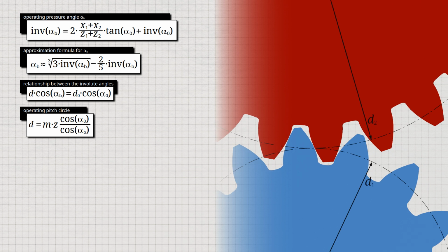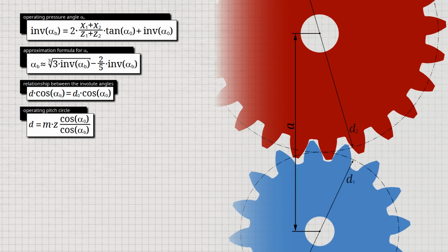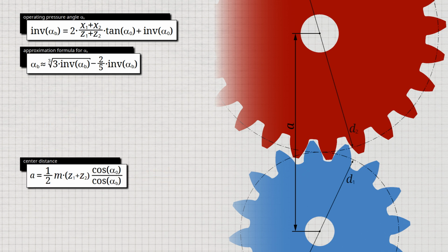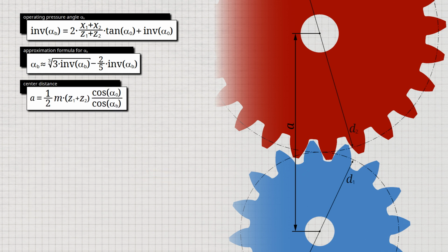Once you have determined the operating pitch circles, it is relatively easy to determine the center distance, which is equal to the sum of the operating pitch circle radii. If we use the formula just derived for the operating pitch circle diameters and simplify the equation a little, we obtain the formula shown for calculating the center distance. In practice, however, calculating the center distance using the profile shift coefficients does not make sense in some cases, as the center distance is already predetermined by the gearbox geometry, for example.